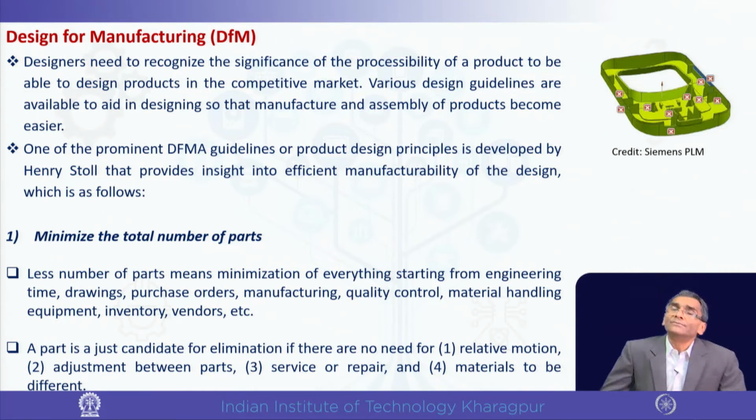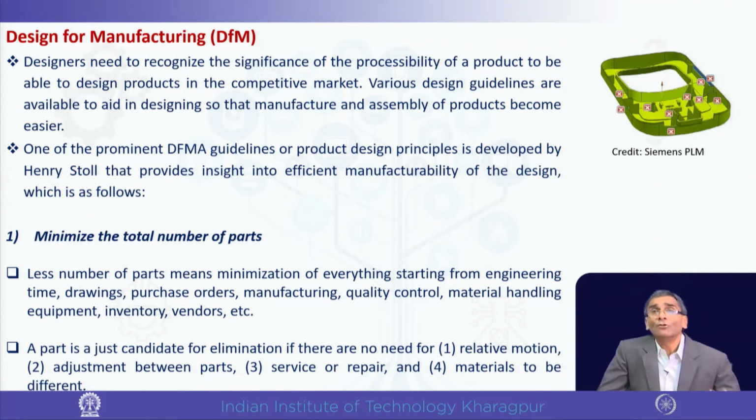As I have already said, minimize the total number of parts, because a smaller number of parts reduces many things: inventory, inspection, procurement, processing, equipment, machinery, everything. I have already discussed the next 4 points, why a part can be eliminated if it does not fulfill those stated criteria, such as relative motion. So, part count can be reduced based on that.